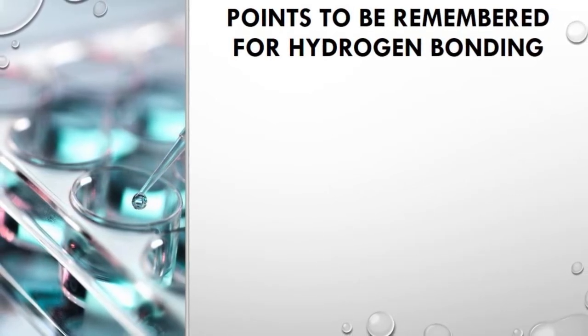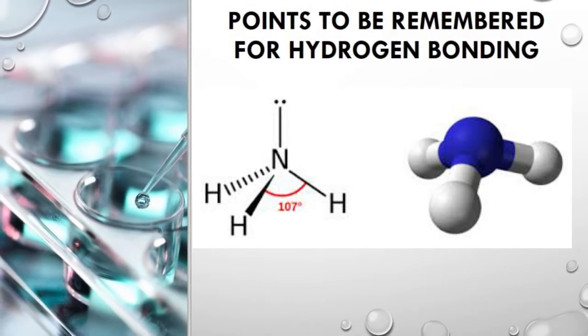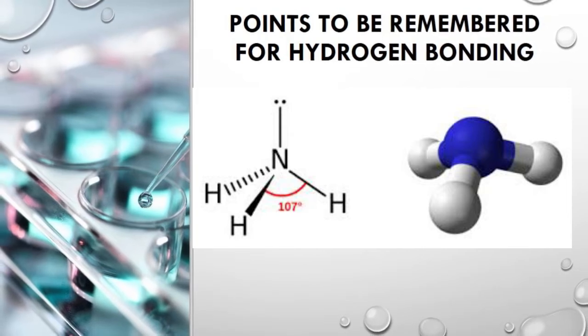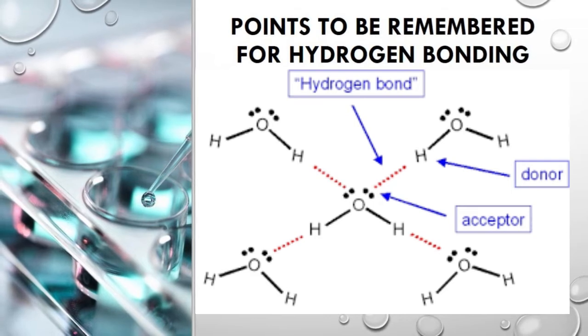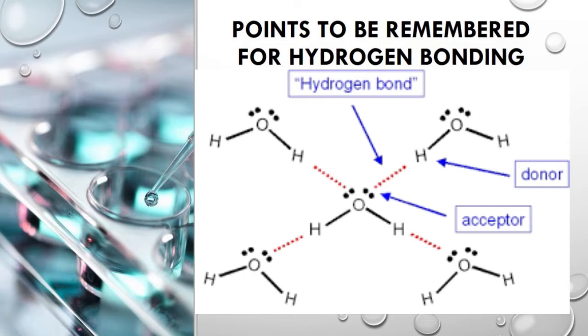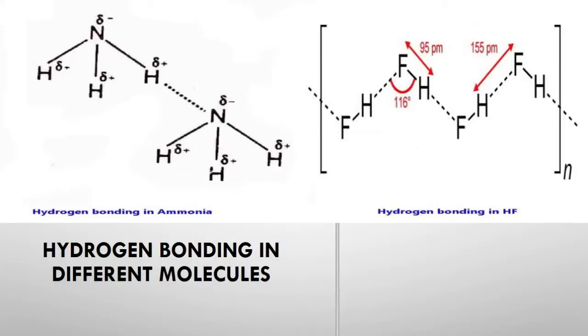Ammonia and hydrogen fluoride can form only one hydrogen bond due to the presence of only one utilizable lone pair of electrons and one utilizable hydrogen atom respectively. Water can form two hydrogen bonds as it has two utilizable hydrogen atoms and utilizable lone pairs on the oxygen atom. The hydrogen bond between HF and ammonia molecules is represented as follows.